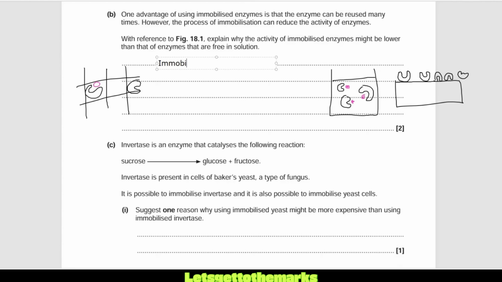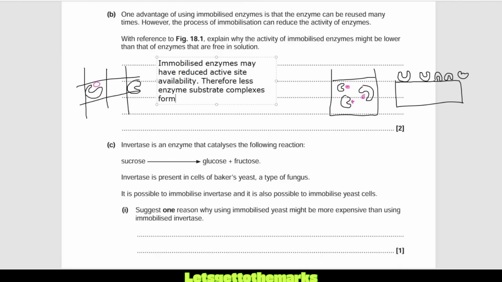So immobilized enzymes may have reduced active site availability. Therefore, fewer enzyme substrate complexes form. So that's one possible reason.